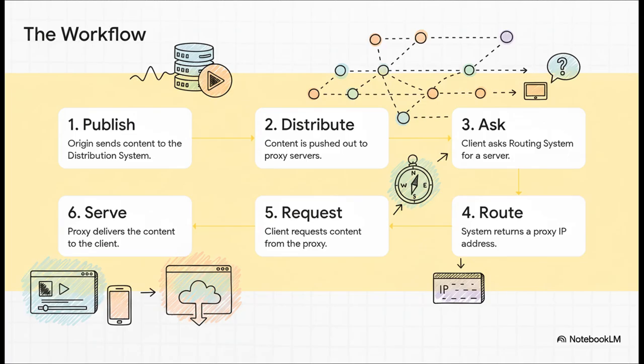So let's put all those pieces together. What's the actual workflow look like? It's a pretty cool orchestrated dance. The origin publishes its content to the distribution system. That system gets it out to the proxies. Then, when your browser wants something, it first asks the routing system, hey, where should I go? The routing system points it to the best proxy, and boom, your browser grabs the content directly from that nearby server.